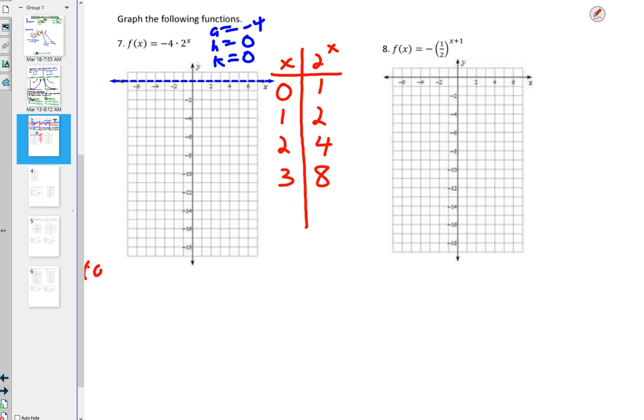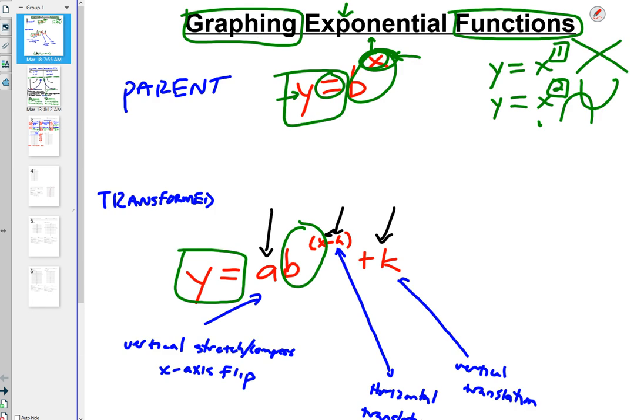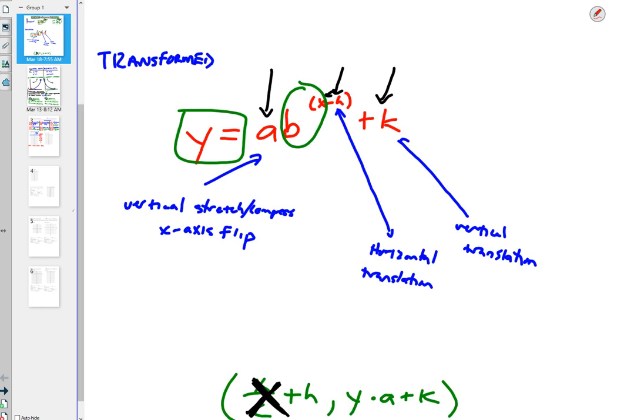All right, so let's do this. Let's start off with 0, 1, 1, 2, 2, 4, and 3, 8. Where did I get these points from? From the table that I made. Okay. And let's use that formula that I gave you on the bottom of the first page. And once I use it, then I can graph those points.